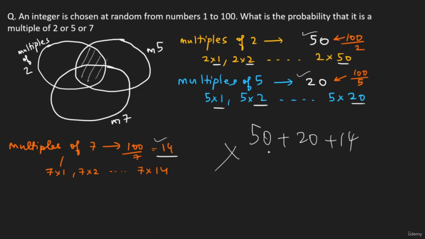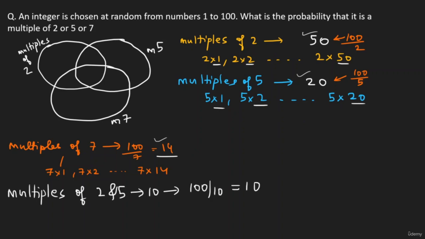So if we just do 50 plus 20 plus 14, we will be getting a number which is greater than the number of numbers which are there in this shaded region. Alright, so let's find out how to go ahead from this point onwards. Let's start finding the common numbers. What are the multiples of 2 and 5?